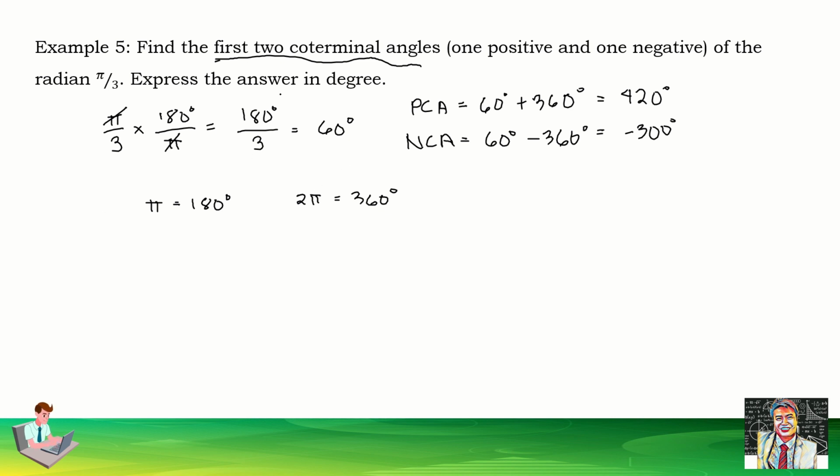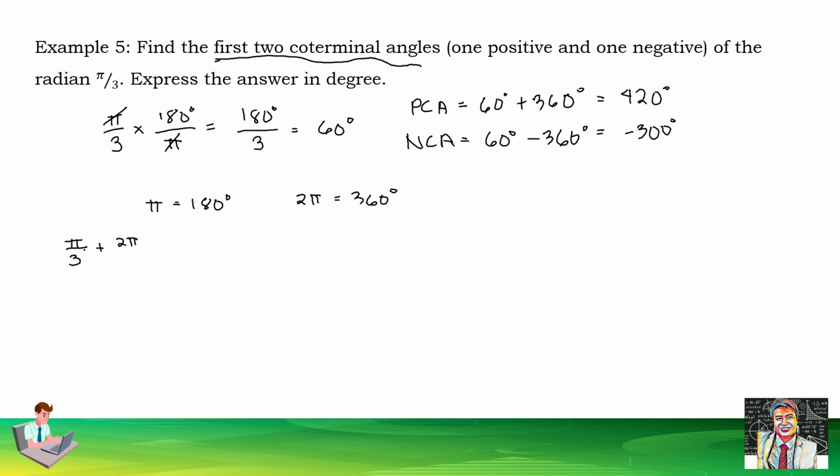Kasi paano kung ang given problem, hindi naman kailangan i-express sa degrees? Kailangan lang hanapin yung first positive coterminal at first negative coterminal. Kung yun lang ang kailangan, matrabaho kung i-convert mo, tapos ibabalik mo din sa radian. Kung ganun ang case, pwede ka namang rekta na mag-add ng 2 pi. So, add tayo ng 2 pi.